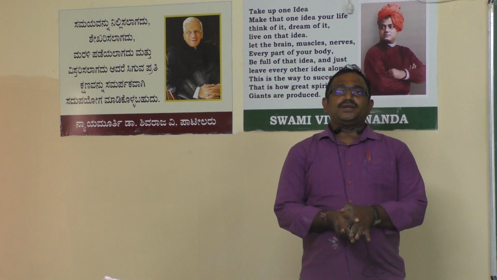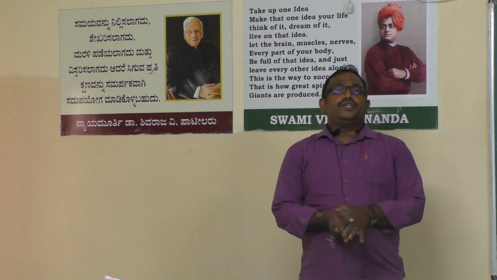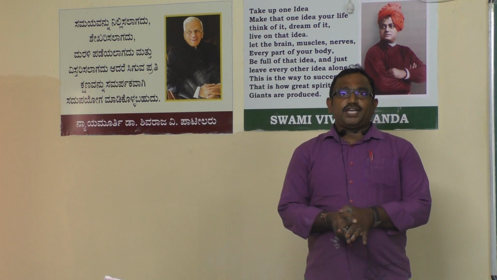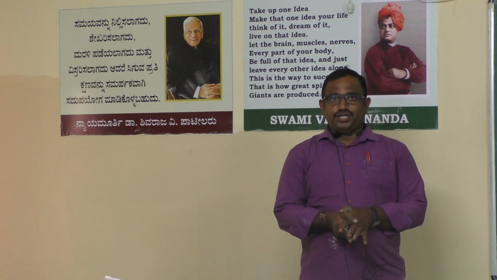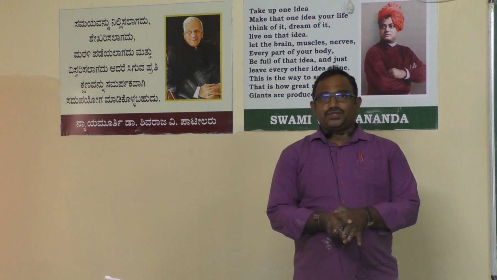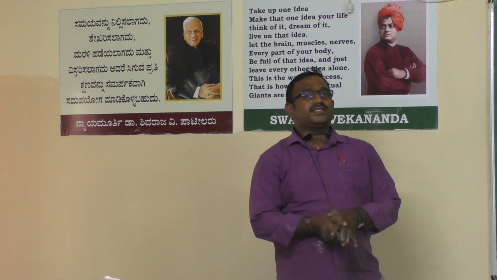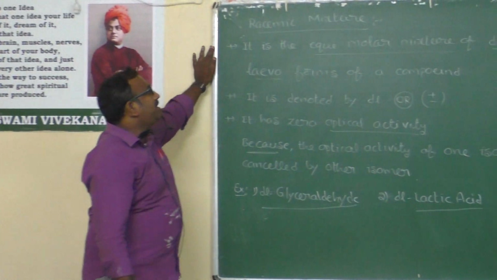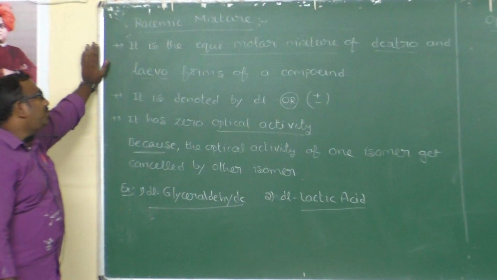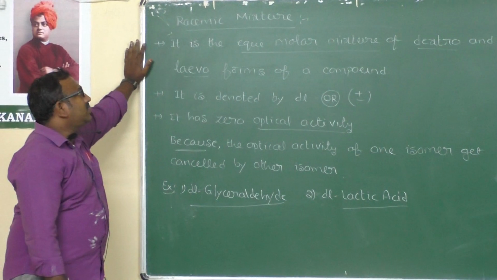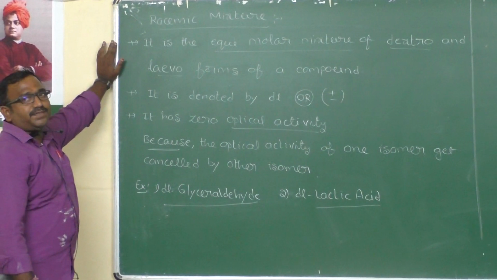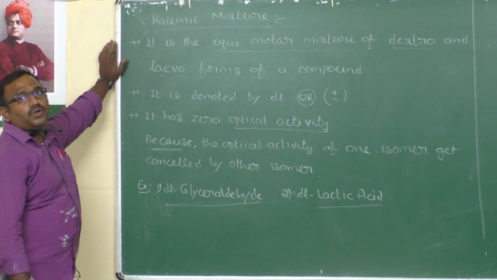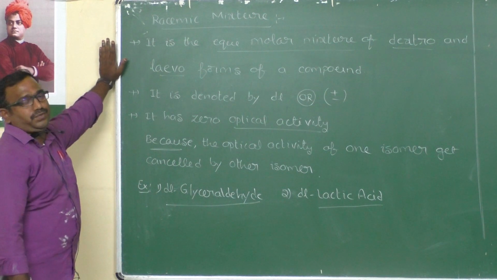In the last session, we discussed the new stereochemical aspects in nucleophilic substitution reactions. Today, we will continue that. The last concept is the racemic mixture. The equimolar mixture of dextro and levo forms of a compound is called a racemic mixture.